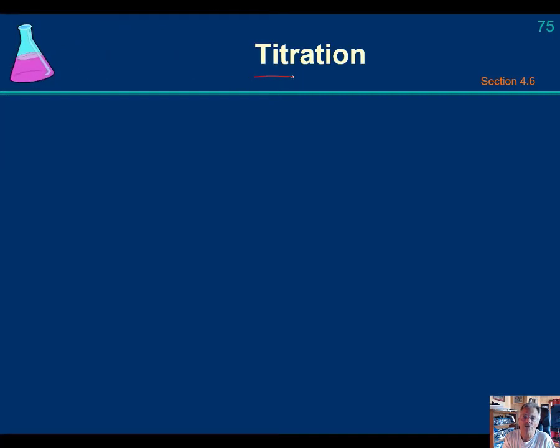Now we come to titrations. What a titration is, it's an analytical technique. Let's say we wanted to know the concentration of this solution. We didn't already know it. We have a technique, a way to measure that concentration.